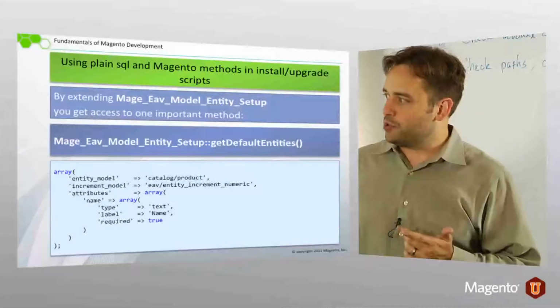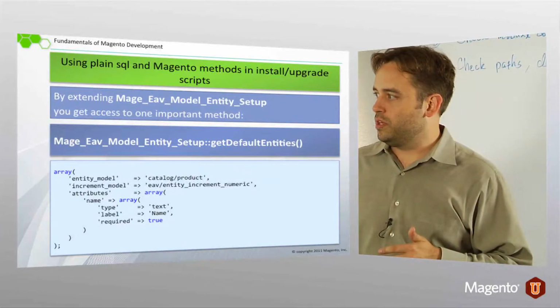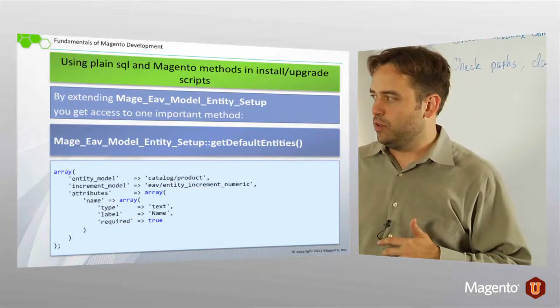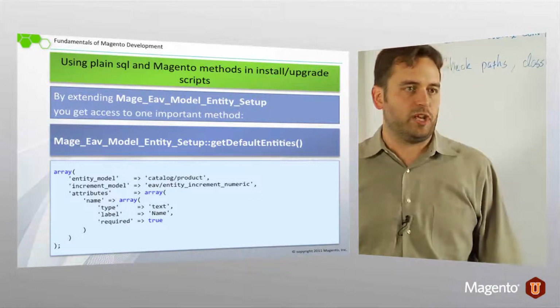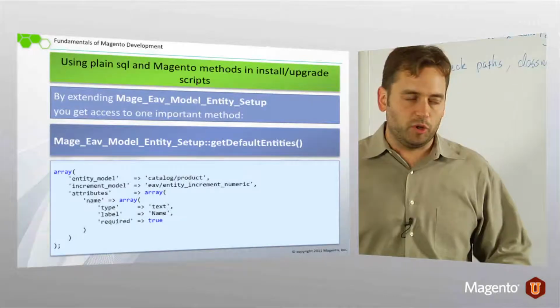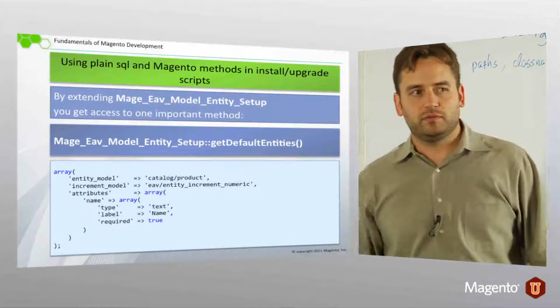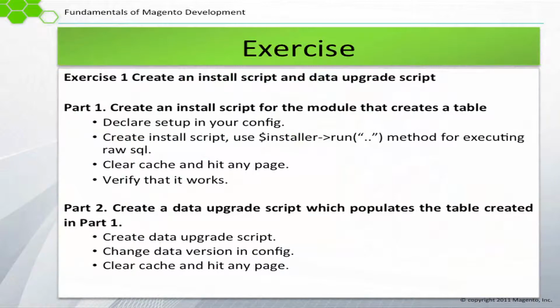All right, attributes. Name is going to be a text attribute. Here's its label, and it's a required attribute, for example. So we will be doing this in just a moment. Like now.